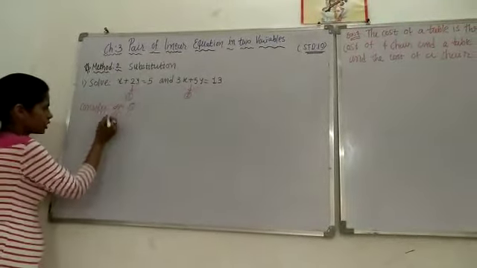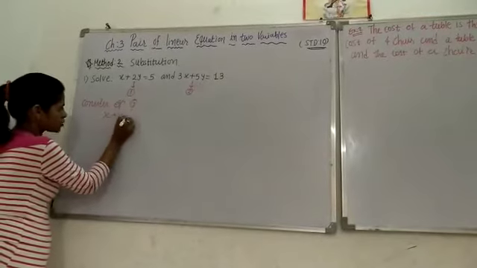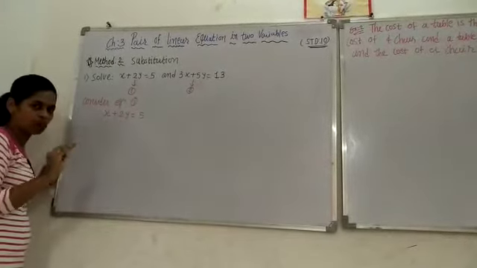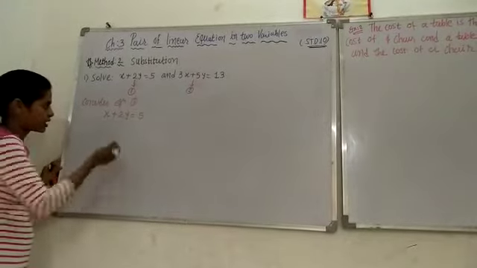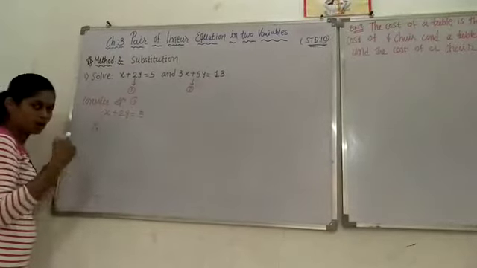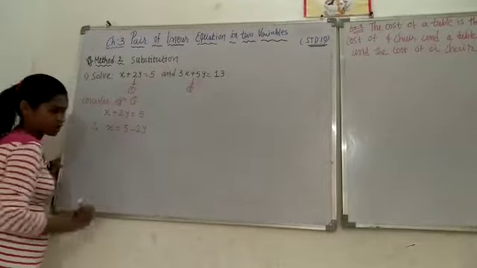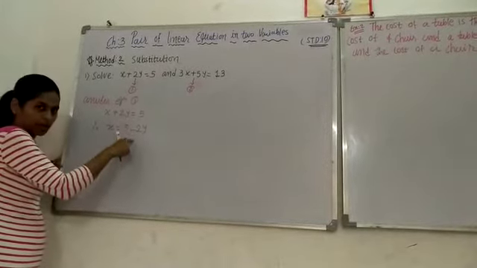Consider equation 1. So what you have? x plus 2y is equal to 5. Now convert this equation in form of either x or y. So suppose I convert in form of x. So x is equal to 5 minus 2y, because plus 2y becomes minus 2y.